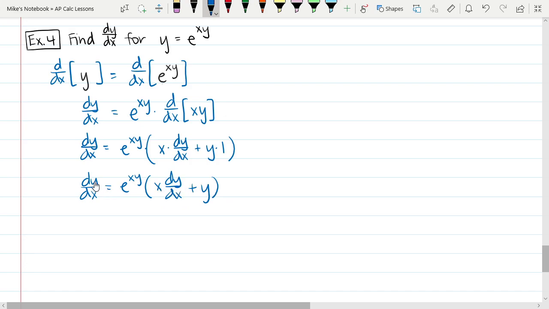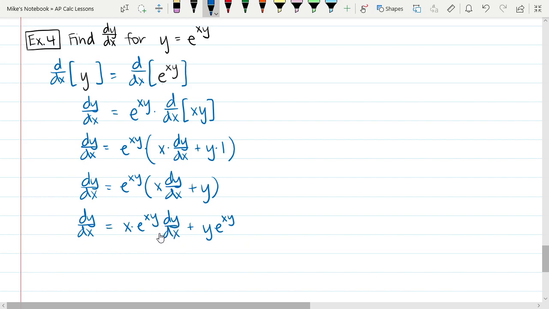Now, you might think that we're done because this says dy dx equals, but remember, you're not done solving until all of the dy dx's are on one side. And right now we have another one sitting in here. So we're not quite done yet. So now I need to distribute this e to the xy. So now it's going to look like this. dy dx equals, so I'm going to have x times e to the xy dy dx plus y times e to the xy.